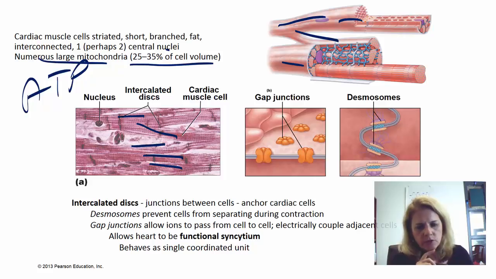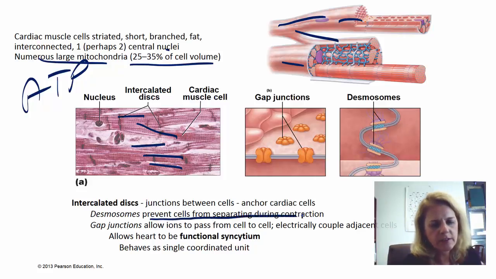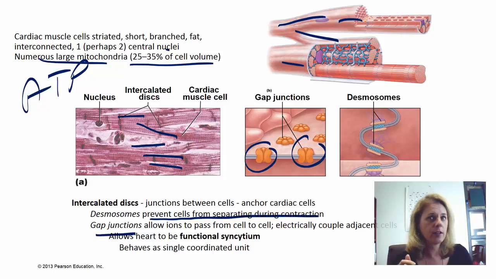There's also some specialized connections between cardiac cells that allow them to all beat at the same time, so that your heart will beat as a nice unit. You have what are called desmosomes, and these prevent the cells from separating. So they kind of hold the cardiac cells together so they don't split apart. But then you have gap junctions. These are gap junctions, and they look like channels, right? And so they actually allow ions to pass from cell to cell and electrically couple these cells.